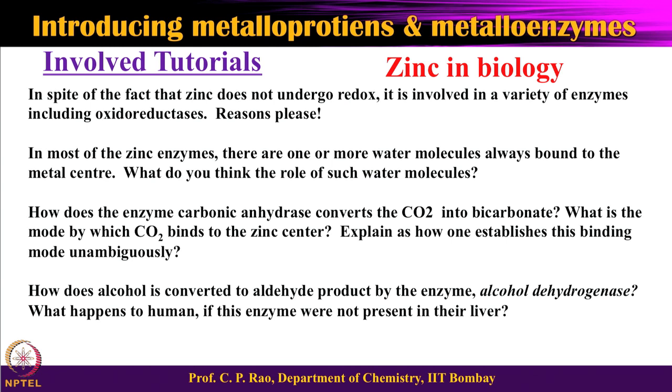How does the enzyme carbonic anhydrase convert CO2 into bicarbonate? Obviously, to convert CO2 into bicarbonate, you have to add one more OH minus. So, this clue has come already. What is the mode by which it binds to the zinc center, and explain how one establishes this binding mode unambiguously. Say, for example, in carbonic anhydrase, now the CO2 comes. Either CO2 has to bind to the zinc center, or it has to be in close proximity so that the zinc center can do some kind of a reaction.